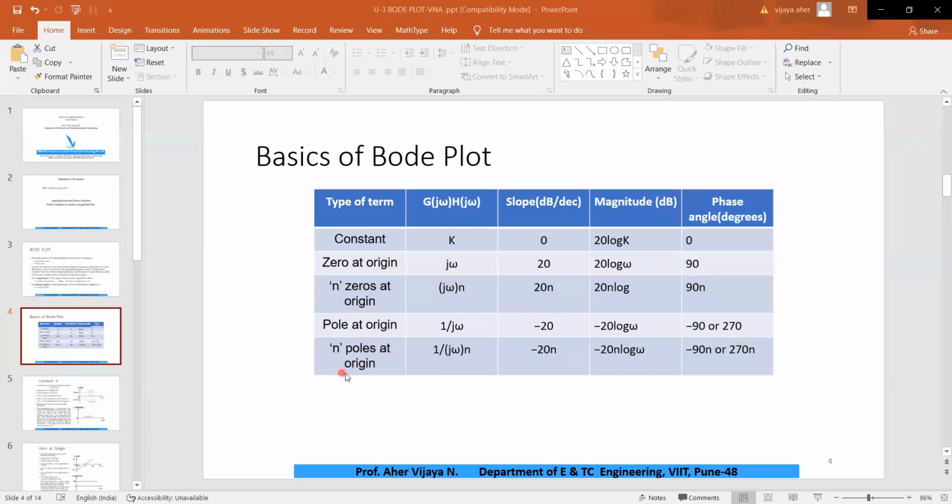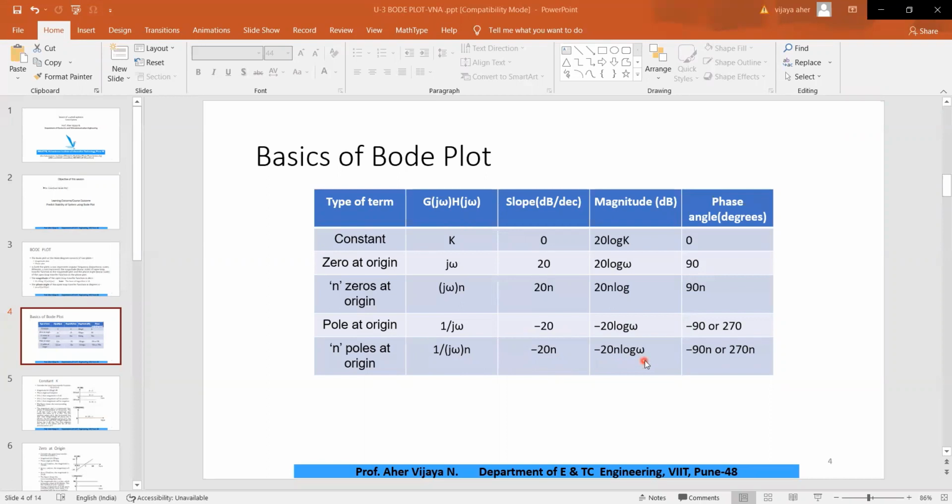Now if a number of poles at origin are present in your equation, then what happens? How to calculate the magnitude and phase? Suppose n poles at origin are present. So n poles means you have to multiply by n. So 1 divided by j omega into n. What is the slope? Slope is the same, minus 20 dB per decade into n number of poles. If there are 5 poles at origin, what do we do? Minus 20 into 5. And how to write the magnitude? Magnitude is equal to minus 20 into n log of omega. This is the equation for magnitude.